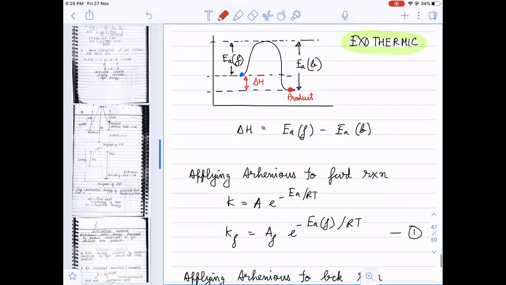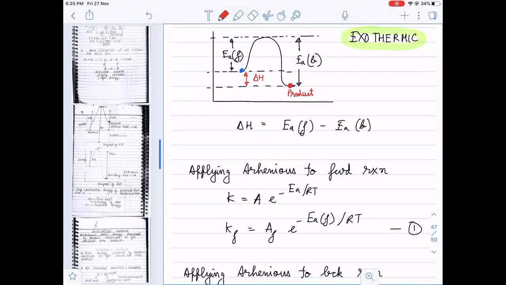On similar patterns, delta H here as well is EAF minus EAB. Obviously, EAB is larger and EAF, which is the activation energy of the forward reaction, is smaller. Therefore, this will come out to be negative. Please check. Am I correct? Delta H is negative in an exothermic reaction. Why? Because EAB is larger than EAF. Probably this you would be knowing.